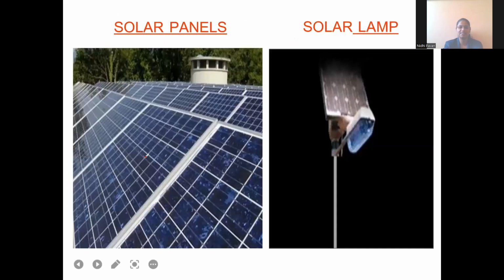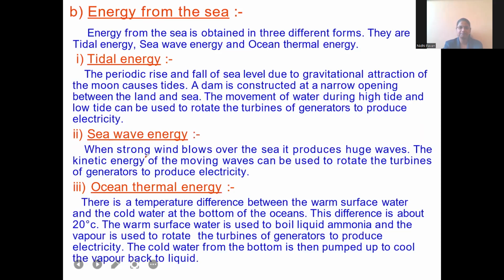Using the solar cells, they will design solar panels as well as solar lamps. Then we will get certain energy from the sea, which is called energy from the sea. So we will get the energy in the form of tidal energy, sea wave energy, and ocean thermal energy.